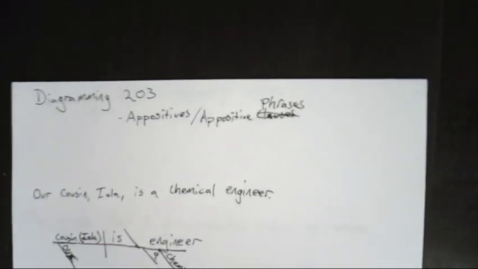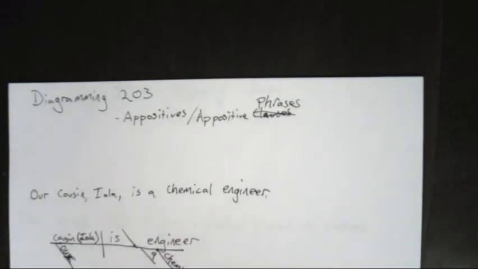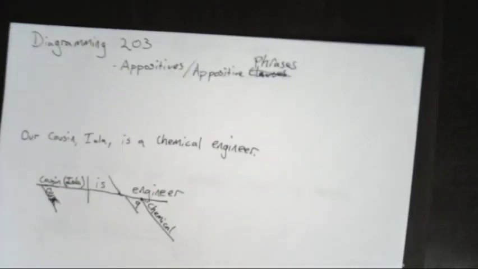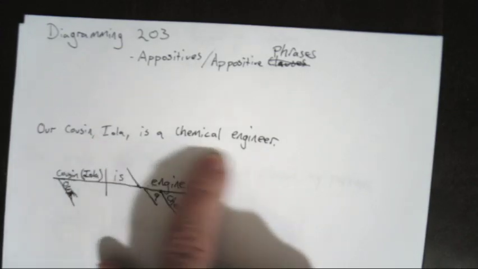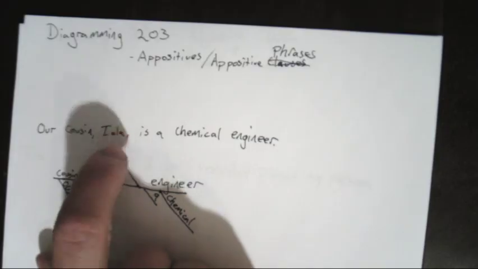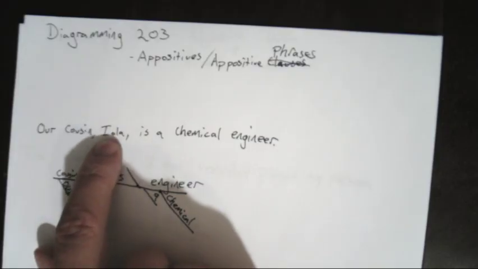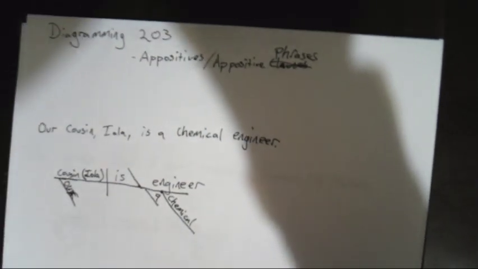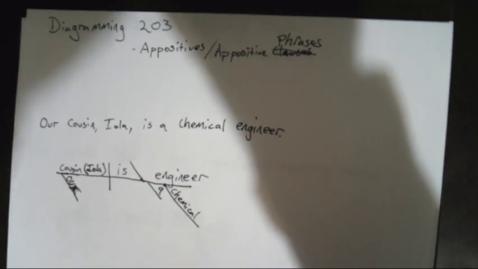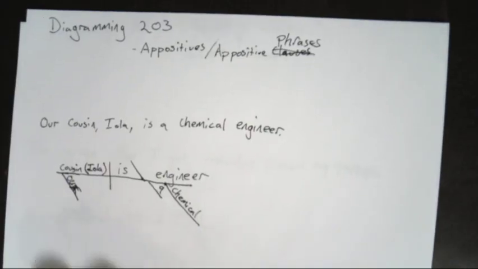All right, let's jump on. Let's get to appositives. I think of all of the different things that we're covering in this unit, I really think that appositives are probably the easiest, right? Because when you look at an appositive in a sentence, it just makes sense. Our cousin, Iola, is a chemical engineer. What else would you even do with that? That would be tough to diagram if we didn't have appositives. Or, I mean, I guess that is the appositive, but if we didn't have this method for dealing with appositives.